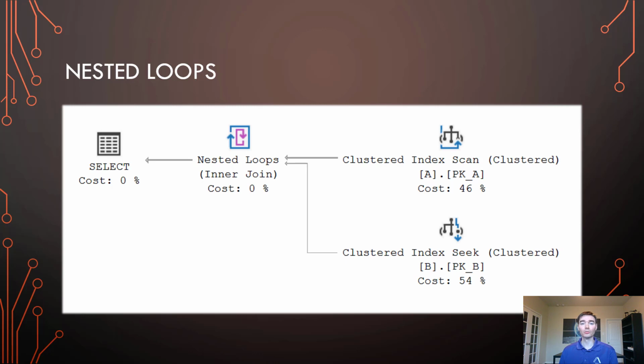Some common patterns that you'll see with nested loops: you'll often see a seek on that bottom or inner side, and the reason for that is if there's a supporting index, why read the entire table? Why not just look directly and see if you can find a match? Much faster that way.